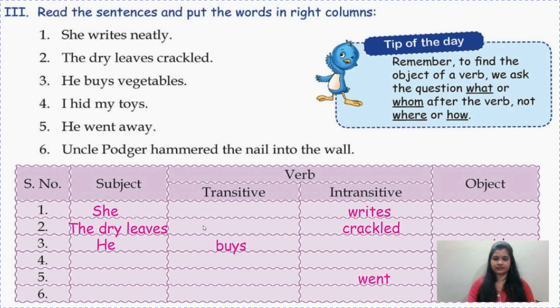I hid my toys. I hid what? My toys. So I will be the subject. Hid will be a transitive verb and my toys will be the object. He went away. We don't need away because we are not giving the answer of where. So he will be the subject and went will be intransitive. Uncle Podger hammered the nail into the wall. So Uncle Podger will be the subject. Hammered will be a transitive verb and the nail will be the object.